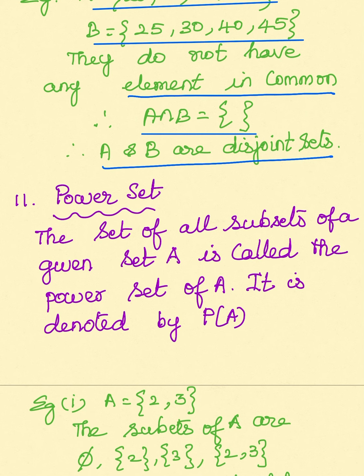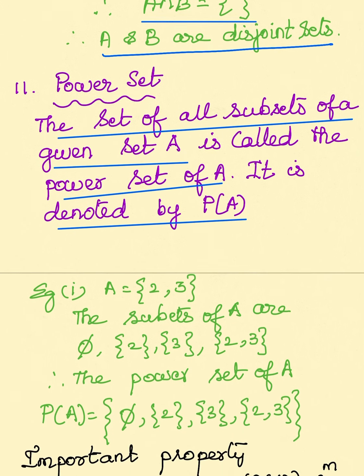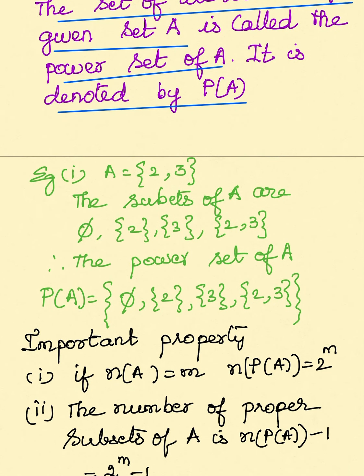So next we go to power set. The set of all subsets of a given set A is called the power set of A and it is denoted by P of A. For example, let us take A with two elements 2 and 3. What are the possible subsets of A? It will be the empty set. It will be the set with element 2. It will be a set with element 3. And it will be the same set with the two elements 2, 3.